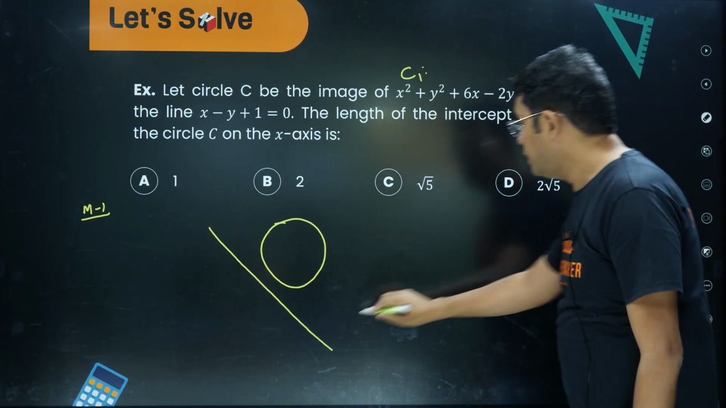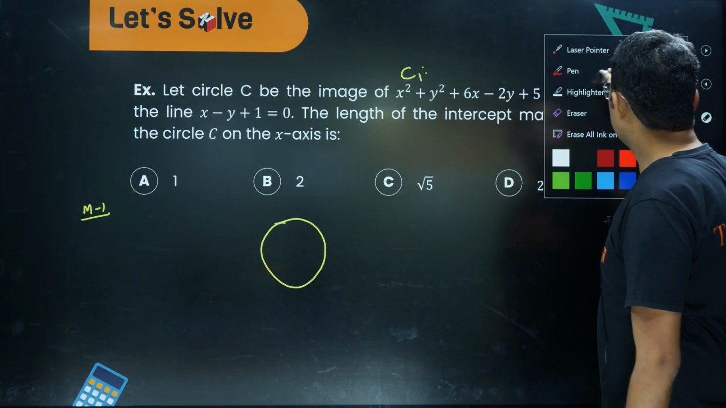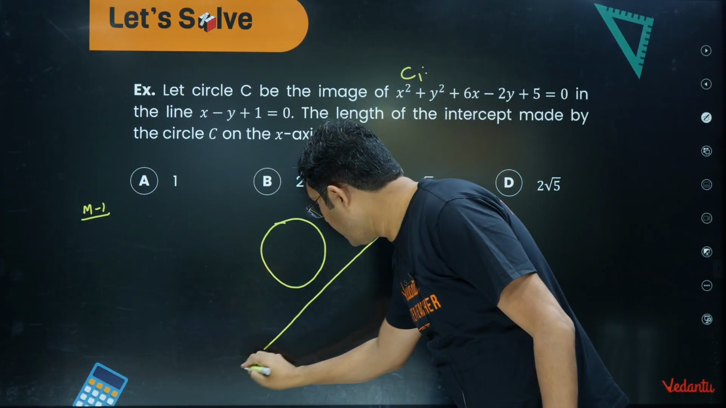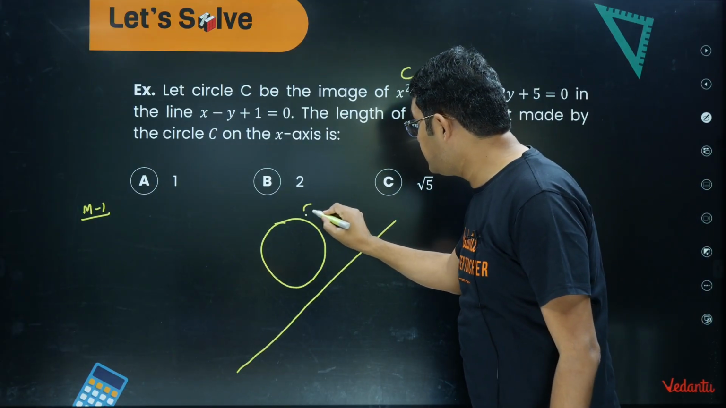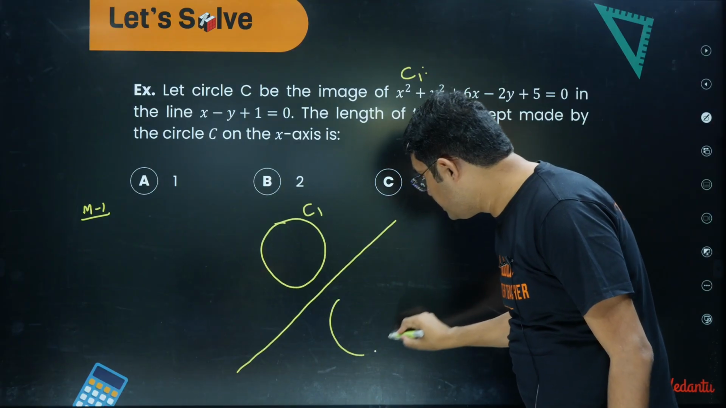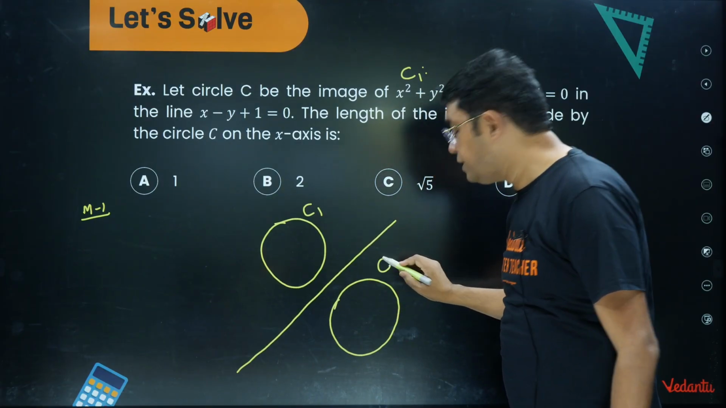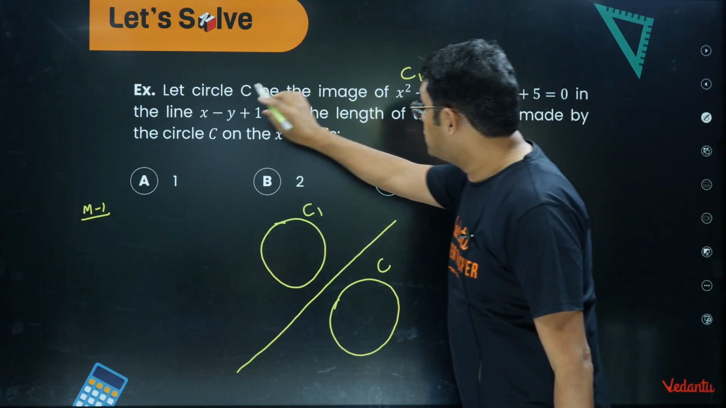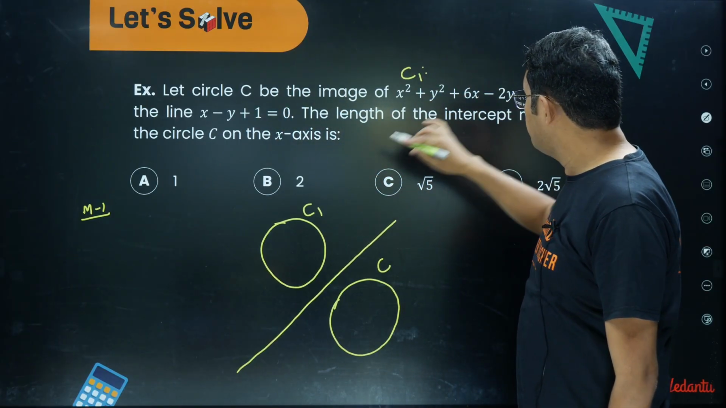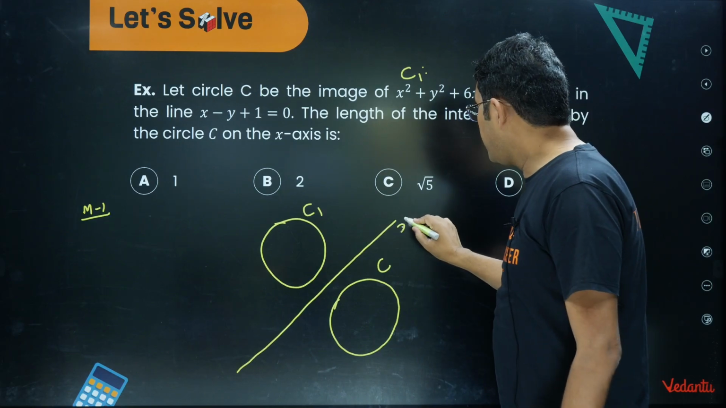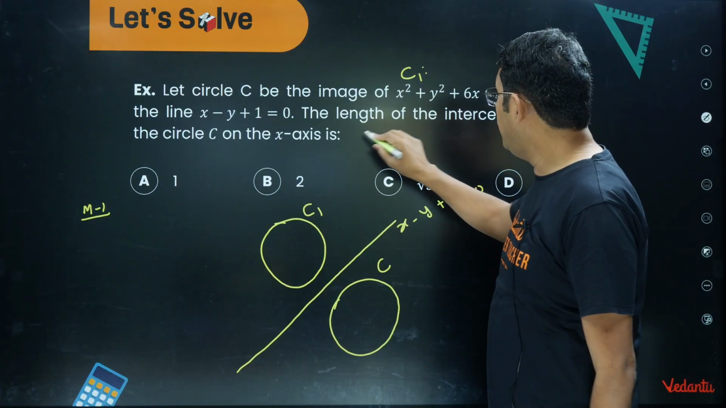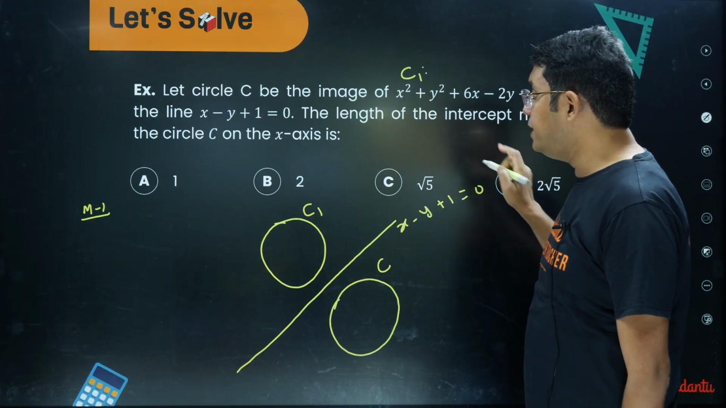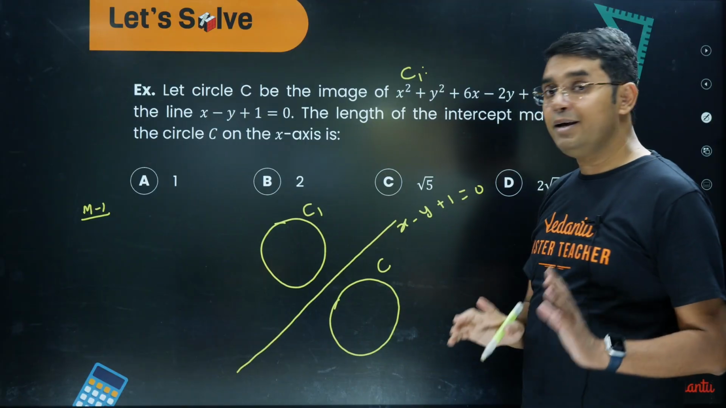Let me make the line that way. So let me take the line like this, whose slope is 1. Now this is my circle C1 and its image will be somewhere here, and this is my circle C. Circle C is the image of C1 in the line x minus y plus 1 equal to 0. Then we have to find the length of intercept made by circle C on the x-axis.